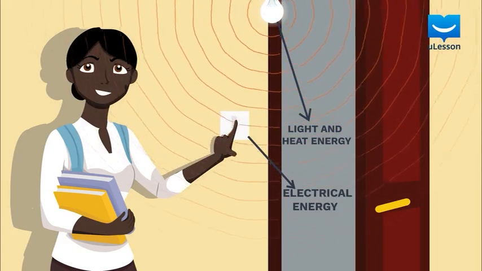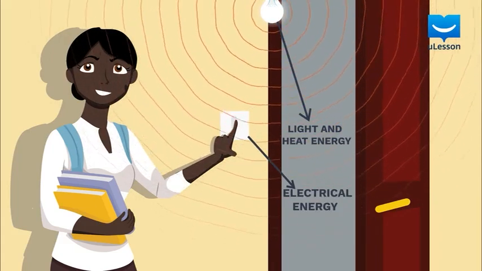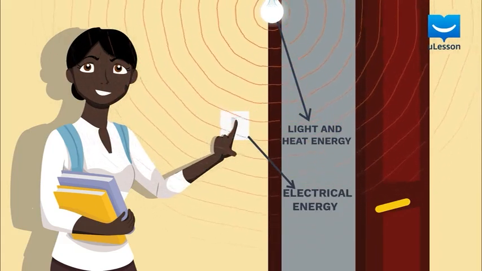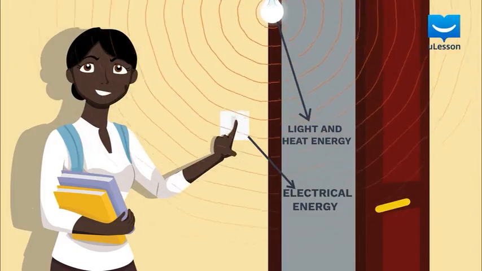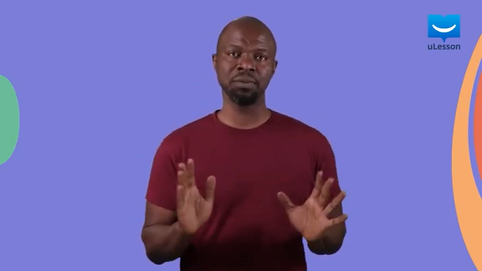Now, why do I say light and heat? Because the bulb produces the light for me to see. That's why I put the light on. And if you touch that bulb, you will discover that it also gets a bit hot. Now, if I were to measure the amount of light energy and heat energy produced by that bulb, it must be equal to the amount of electrical energy I used.